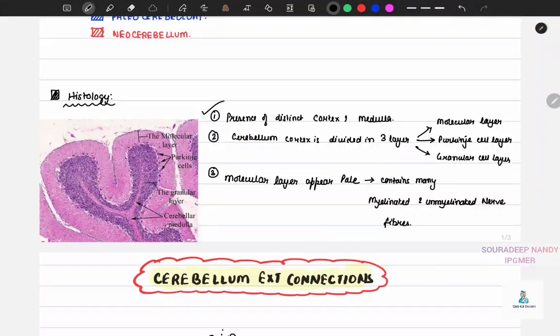In the Purkinje layer there is the Purkinje cell, and in the granular layer there is the granule cell. The molecular layer consists mainly of myelinated and unmyelinated nerve fibers, and it does not contain any specific kind of cell. It contains only two types of cell, the basket cell and the stellate cell. Since it contains many myelinated and unmyelinated nerve fibers, it appears pale.